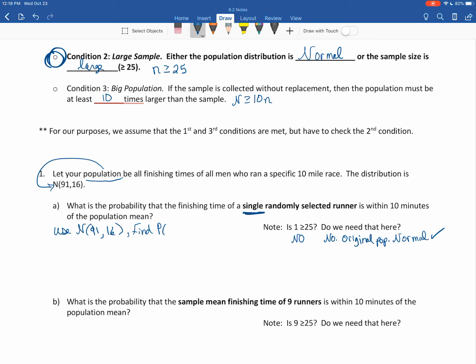We wanted to know the probability that the finishing time of some runner is within 10 minutes of the population mean. So within 10 minutes means up or down from this 91 average. It looks like their finishing time had to be at least 81 minutes up to 101 minutes. These are in minutes, by the way. It didn't specify that. So that's what we're finding. I'm going to go ahead and just go to StatCrunch and have it tell me this.